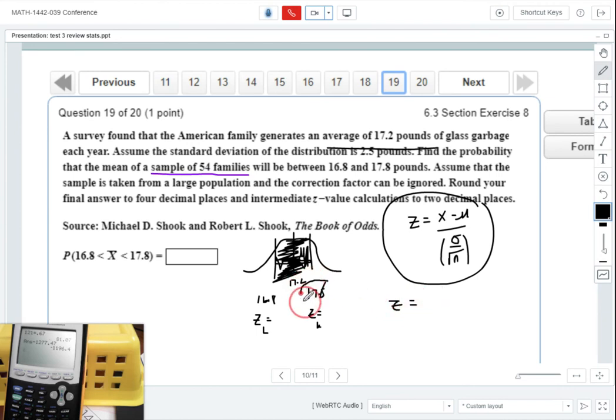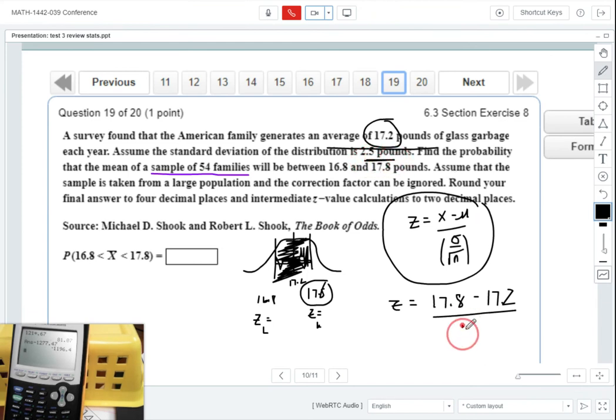The x value for the upper is 17.8. The average was 17.2 up here. Standard deviation was 2.5. And n is 54, the square root of 54. So let's put this into our calculator and see what we get for a z value.